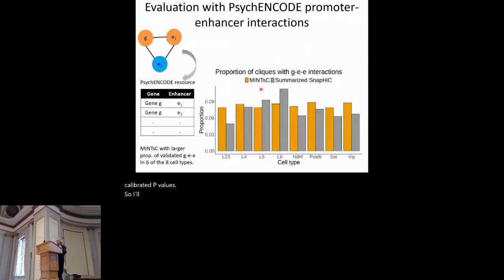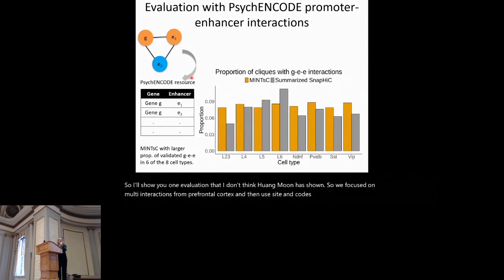So I'll show you one evaluation that I don't think Kwang Moon has shown. We focused on multi-way interactions from prefrontal cortex, and then used the SCREEN ENCODE resource that quantifies gene-enhancer interactions. So we took all the multi-way interactions identified by MIN-C, our method, and this summarized approach by utilizing state-of-the-art interaction calling for Hi-C data. We took all these interactions which have one gene and multiple enhancers, and then we asked, if you have a gene in a multi-way interaction, whether the other enhancers are supported by the ENCODE gene-enhancer promoters. Overall, we see that MIN-C has a larger proportion of validated gene-enhancer interactions in 6 of the 8 cell types.